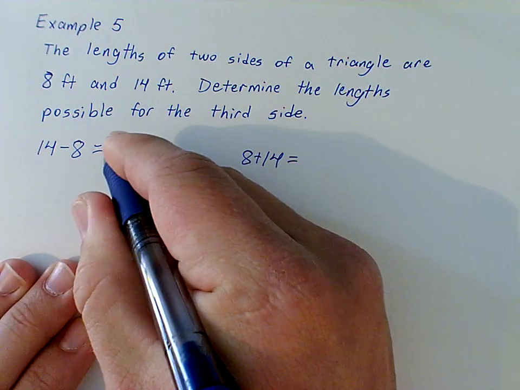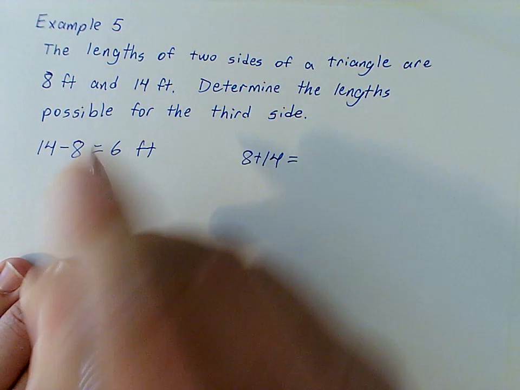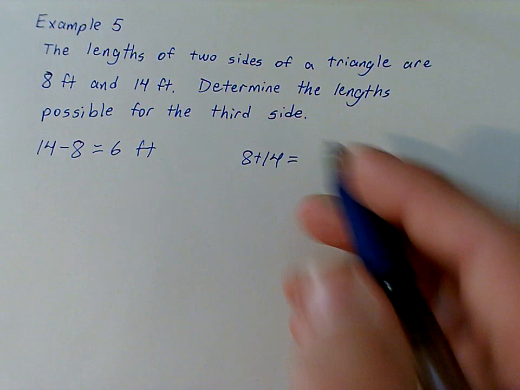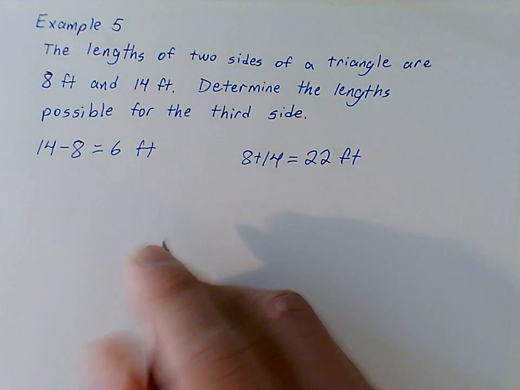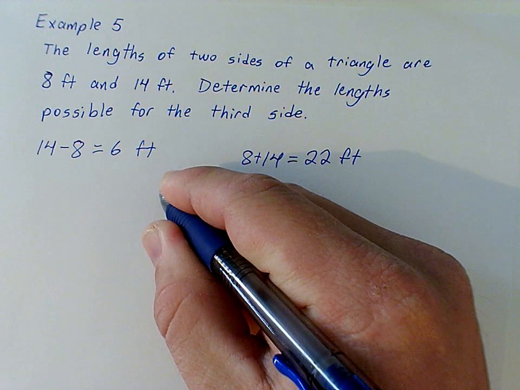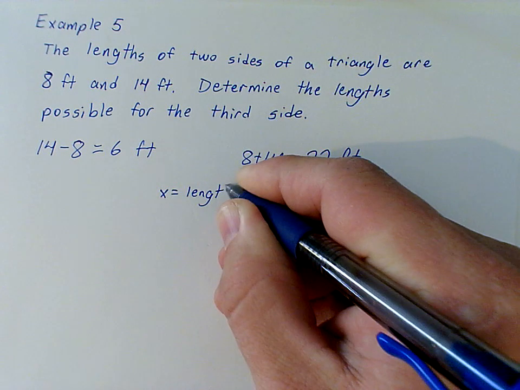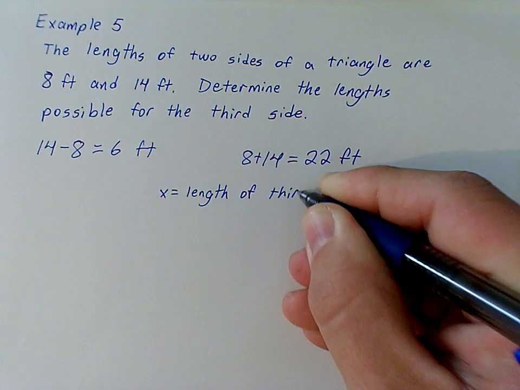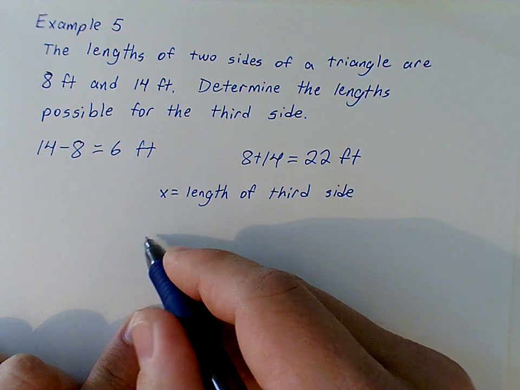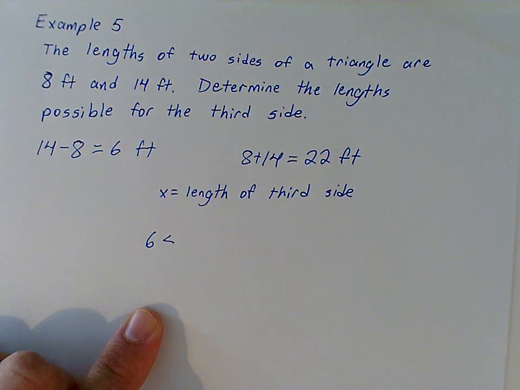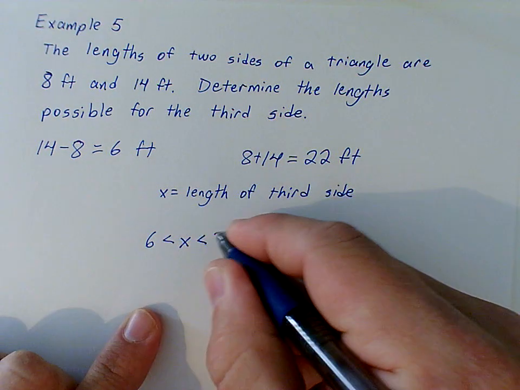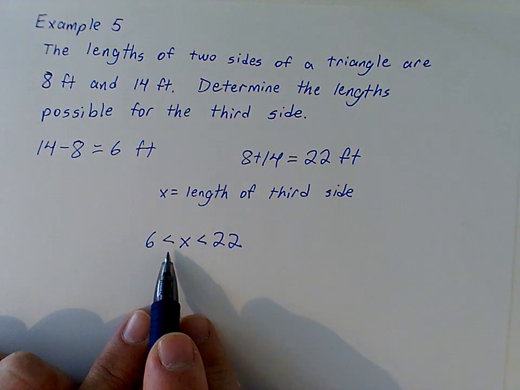So 14 minus 8 is going to give me 6 feet. It's not able to be 6 feet, but that's the lowest boundary for it. 8 plus 14 is 22 feet. So what happens? The lengths possible for the third side, if the third side is x units long, I'll write that down really quick since I'm introducing a variable. So 6 would be shorter than what it's able to be. So 6 is less than x, and 22 is actually longer than it's able to be. So x is less than 22. Notice I did not say equal to.